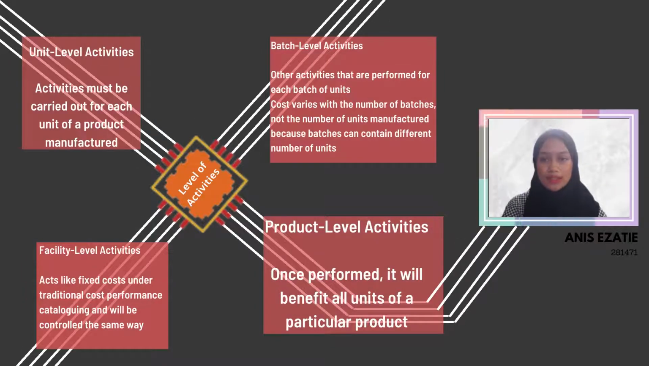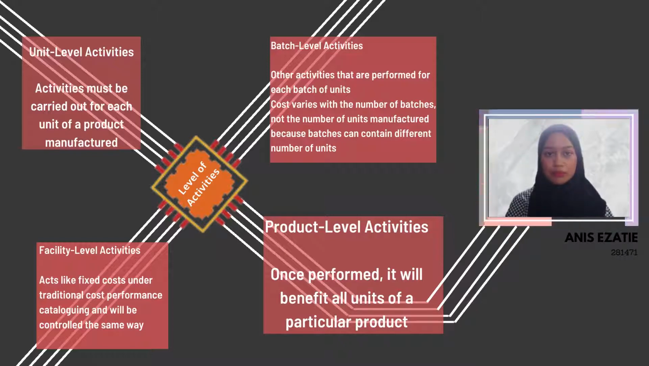Under activity-based costing or ABC, there are levels of activities. The first one is unit level activities. It refers to activities that must be carried out for each unit of a product manufactured. The next one is batch level activities. Batch level activities are other activities that are performed for each batch of units. The cost varies with the number of batches, not the number of units manufactured, because batches can contain different number of units. The third one is the product level activities.